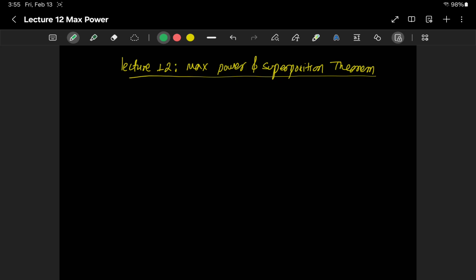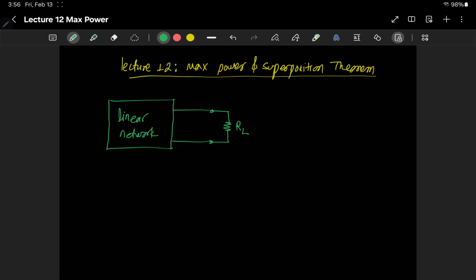So let's start with the revision of the one port network. So this linear network with two open terminals is the representation of a one port network, and let's say we have a load RL connected to that one port network. Our interest with the maximum power theorem is finding RL that gives maximum power across this terminal and calculating that maximum power.